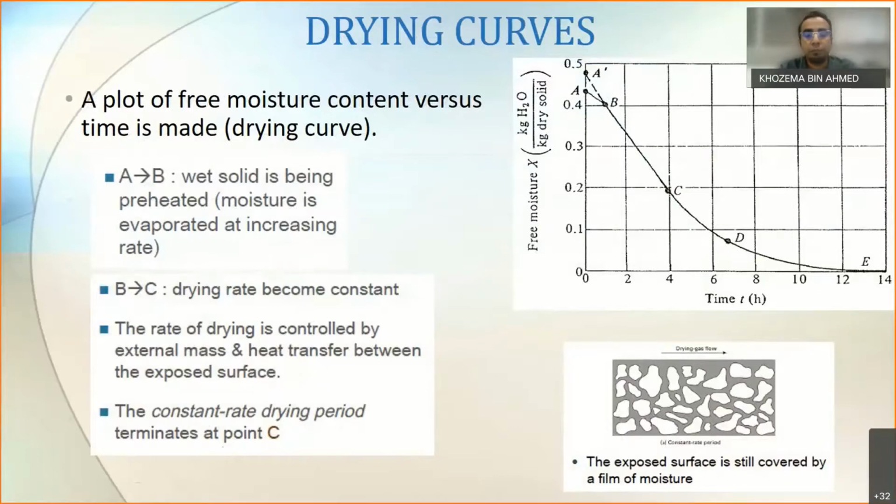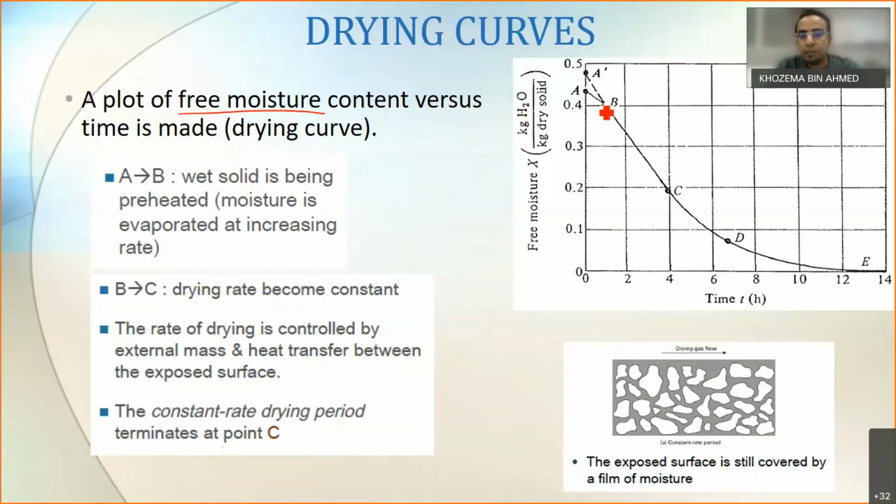One of the most important criteria when we deal with the drying process is known as the drying curve. The drying curve is a plot of free moisture content. From this point on, most of our discussion will involve free moisture content, not total moisture content. So it is a plot of free moisture content versus the time needed for the drying process.